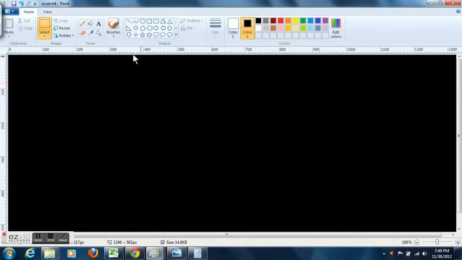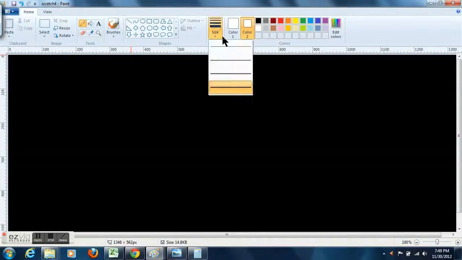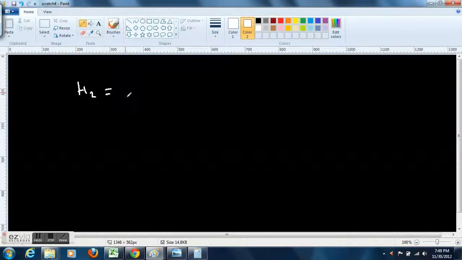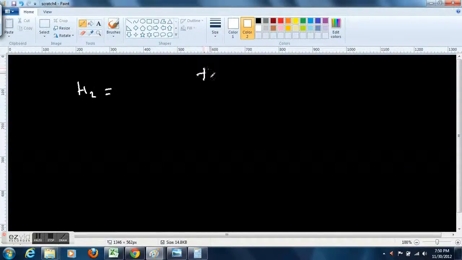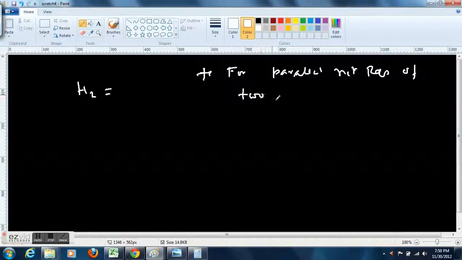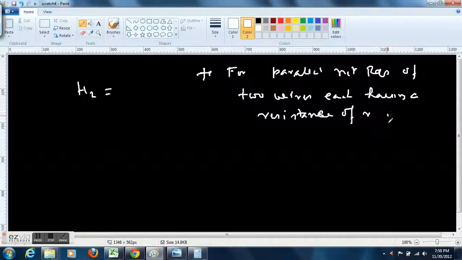Now let us find out the amount of heat being produced when they are connected in parallel. Let that be H2 in case of parallel. Now remember, for parallel, the same resistance each having a value of r, when they are connected in parallel the net resistance will be r upon 2. We have studied this formula. It is coming from 1 by capital R equal to 1 by small r plus 1 by small r, that is 2 upon small r. Therefore net resistance R equal to small r divided by 2.